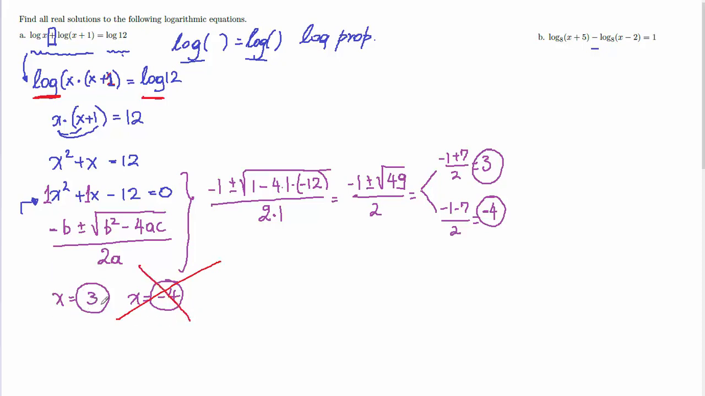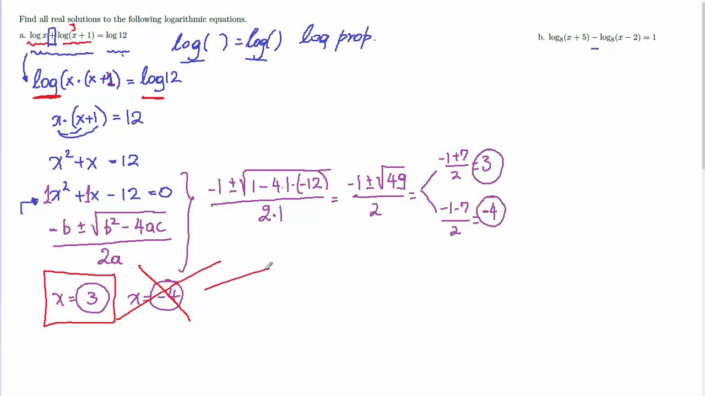Then I take x equals 3, I plug it in here and I have the log of 3, that is a perfectly legal logarithm. If I put the 3 here, I have log of 3 plus 1, that is log of 4. This is also a perfectly good logarithm. So x equals 3 falls in the domain of the logarithms, and this is an actual real solution for my logarithmic equation.